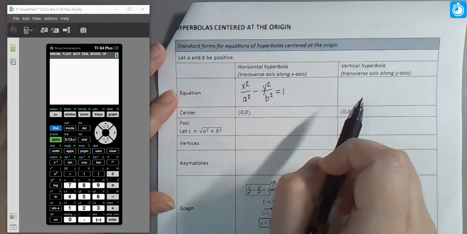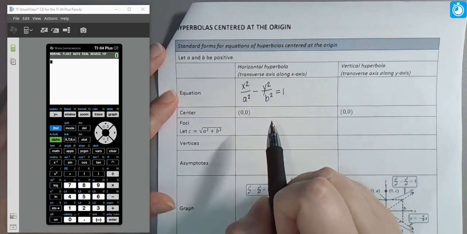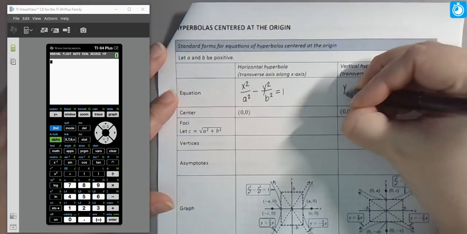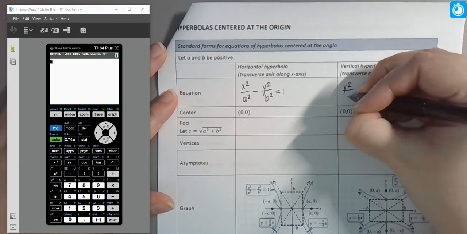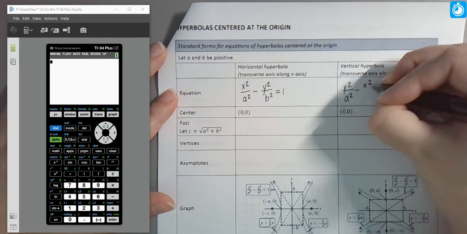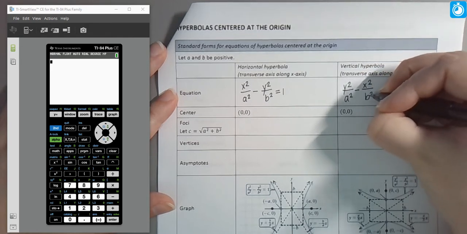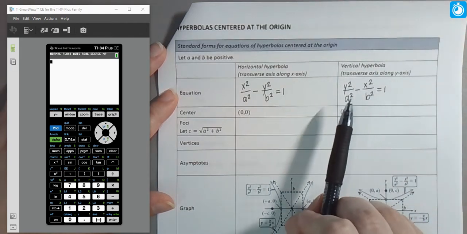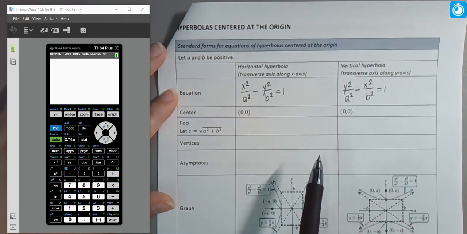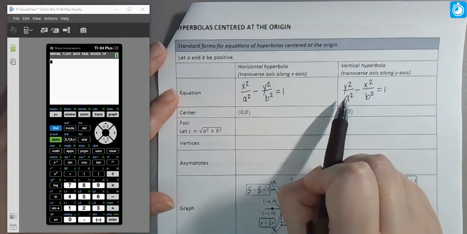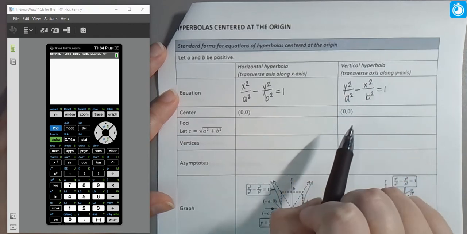So if we're looking at a vertical hyperbola, you can probably guess what's going to happen. It's the same kind of thing that happened for an ellipse. In this case, we're focusing on y squared first, and then x squared. And notice in this case, I didn't change which one I referred to as A and which one I referred to as B. In this case, A is associated with y and B is associated with x.